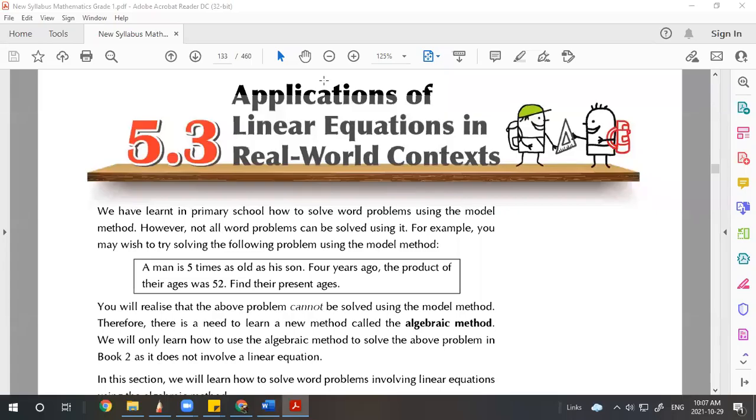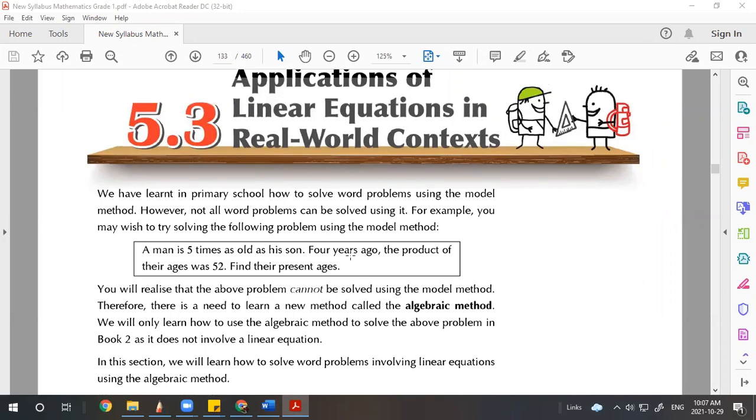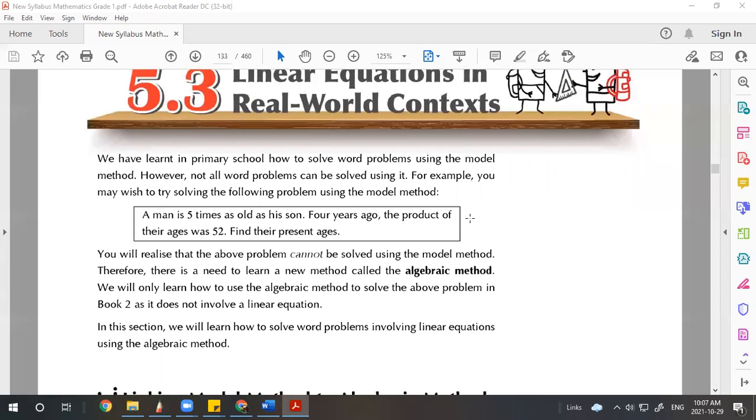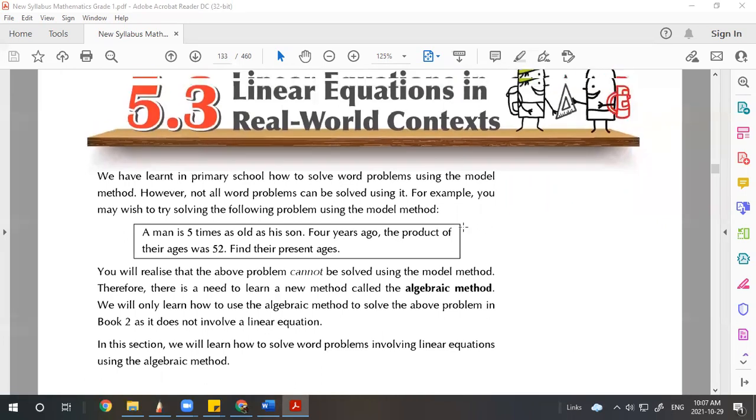So the applications means how do we use it in our daily life? Okay, this is the example. A man is 5 times as old as his son. 4 years ago, the product of their ages was 52. Find their present ages. So to solve this, we cannot do using the model. What we can do is try to use the algebra.